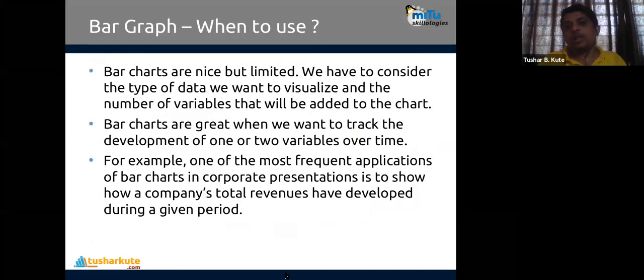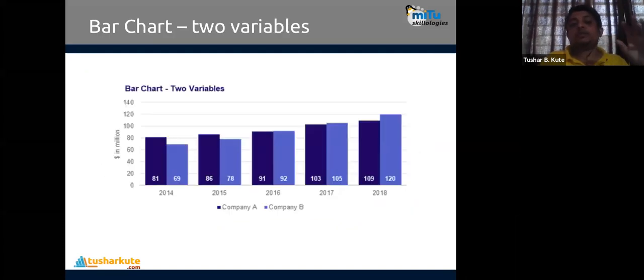And when to use it. Bar charts are nice, but they have limited usage. We have to consider the type of data we want to visualize and the number of variables that will be added to the chart. How many variables do you have to add? They are great when we want to track the development of one or two variables over time. Time in terms of years I have given, but in terms of weeks, months, or days, we can use it there. Just like the example I've shown here, the most frequent application of bar charts is in corporate presentations to show how a company's total revenue has developed over time.